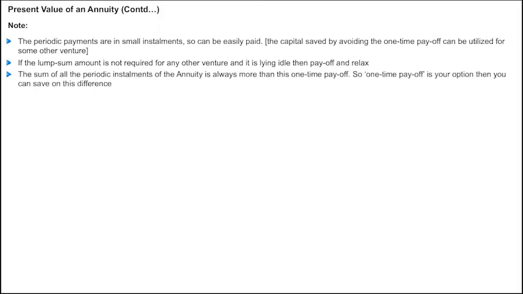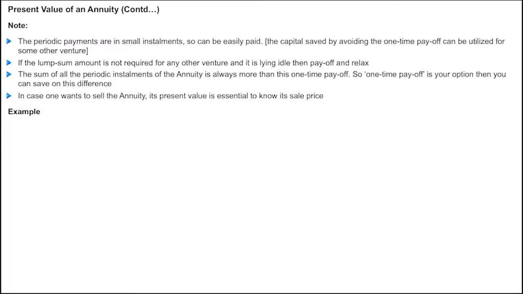The sum of all the periodic installments of the annuity is always more than this one-time payoff. So if you decide to do the one-time payoff, you can save the difference. Now in case I want to sell the annuity, then its present value must be known. Its present value is essential to know its sale price. This is in case I decide to sell the annuity.